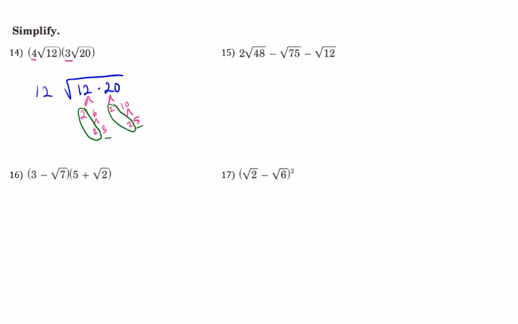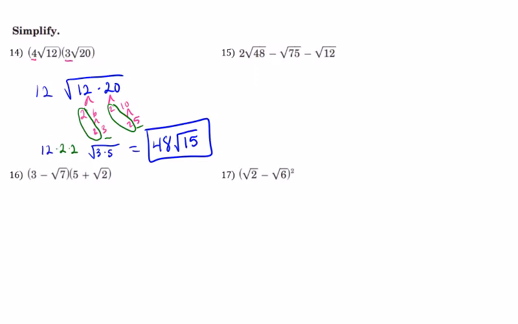Okay, so I already have a 12 outside, and then two 2s will come out, and then back on the inside is going to be 3 times 5, and you multiply them on the inside. So anything that comes out you multiply together, and anything that stays in you multiply together. And so 12 times 2 times 2 is going to be 48, and 3 times 5 is 15, so it'll be 48 root 15. All right, so that's how you multiply radicals, especially when you have stuff outside and inside.